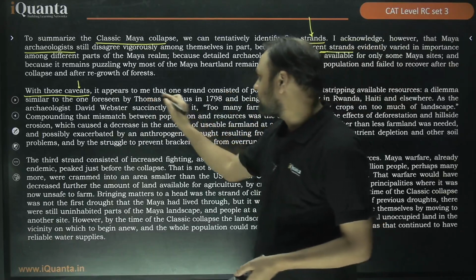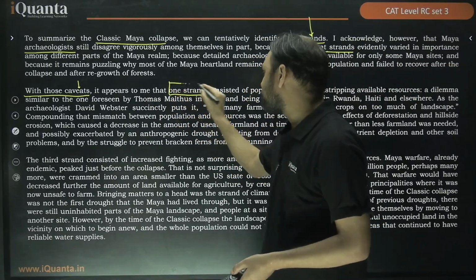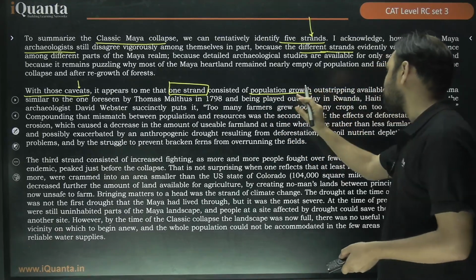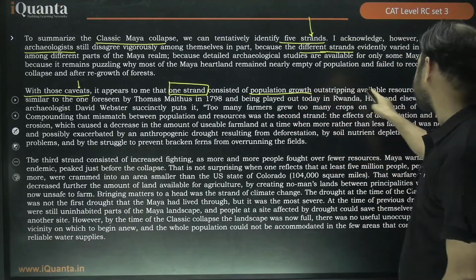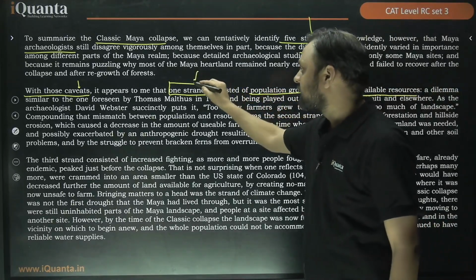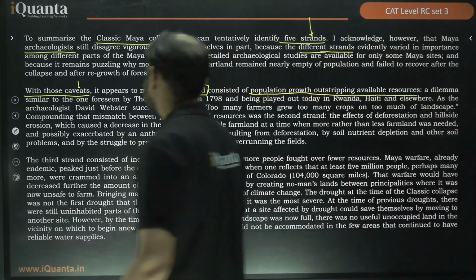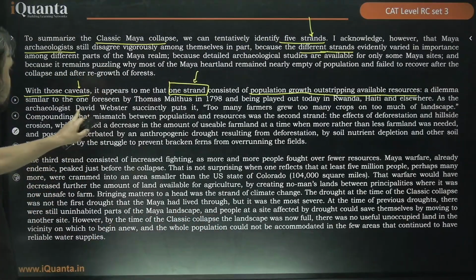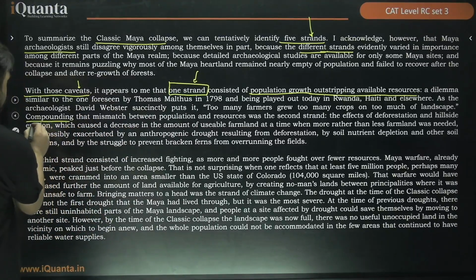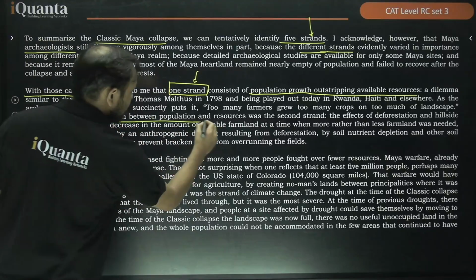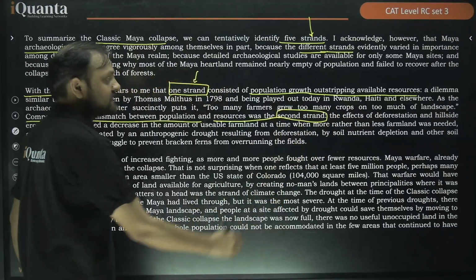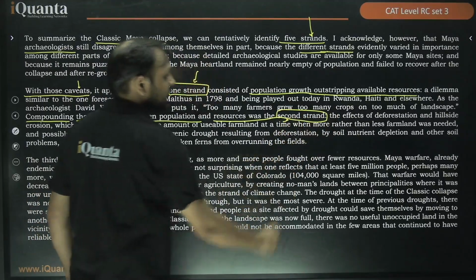He talks about one strand, and this first strand consists of population growth, which was so excessive that it outstripped available resources. So this was the first strand, that means the first reason behind the fall of the Maya civilization. Then he talks about the second strand, and he says that compounding that mismatch between population and resources was the second strand. So this is the second possible reason behind the collapse.